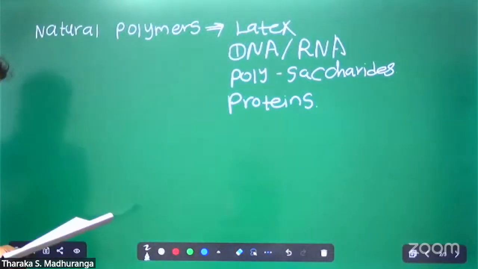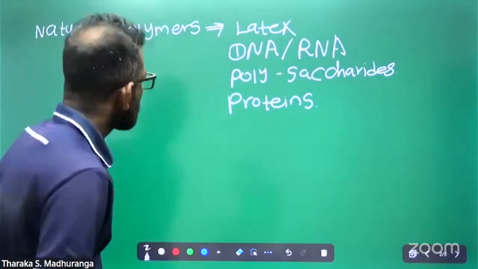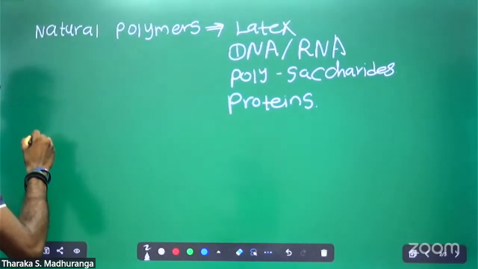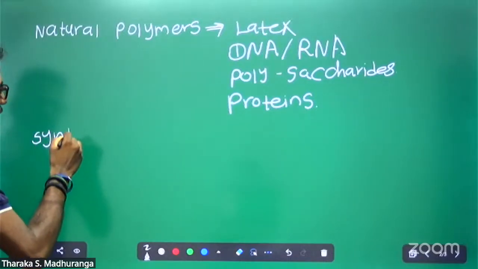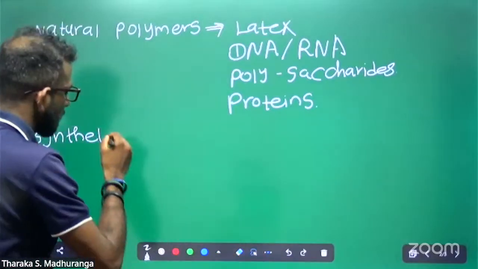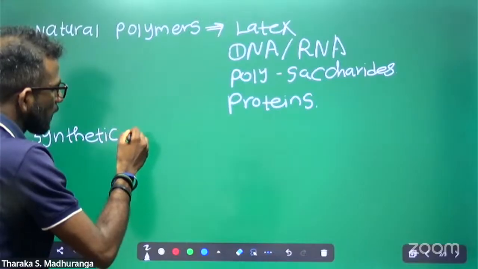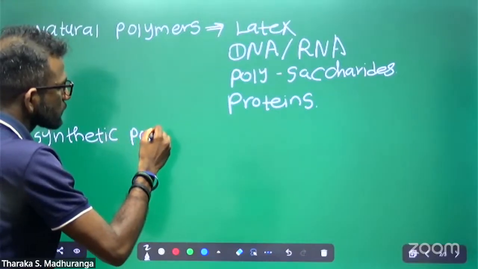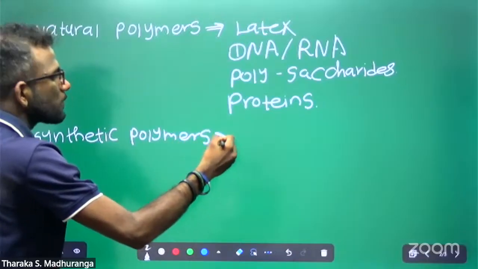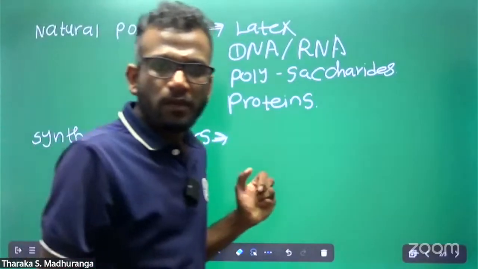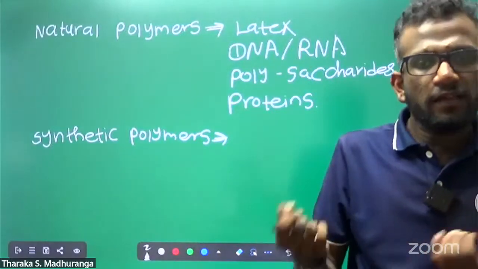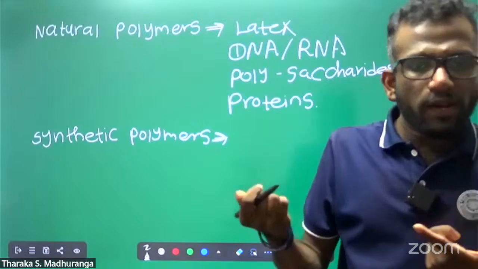Okay, then what are the synthetic, in other words artificial, polymers? What are the examples from O-level time? I think you already know. In O-level, polyethylene, that's polythene. Then polyvinyl chloride, PVC.